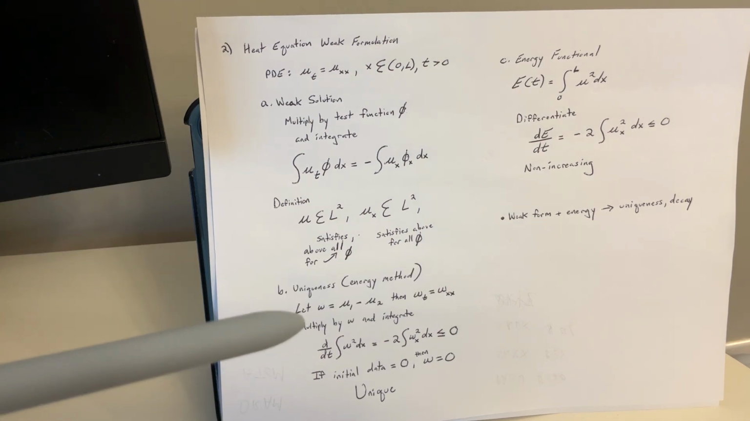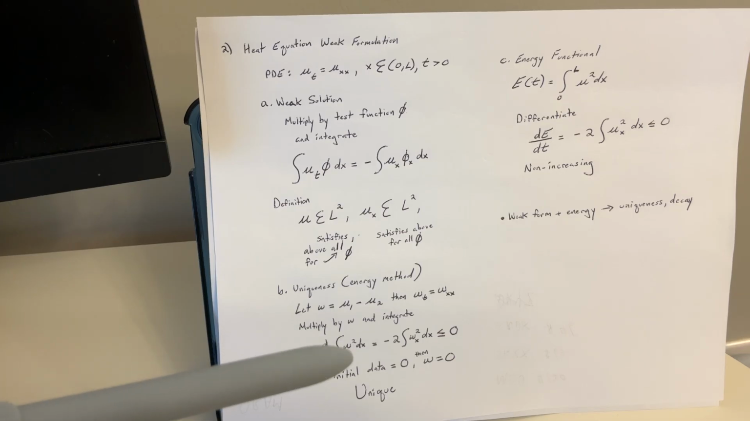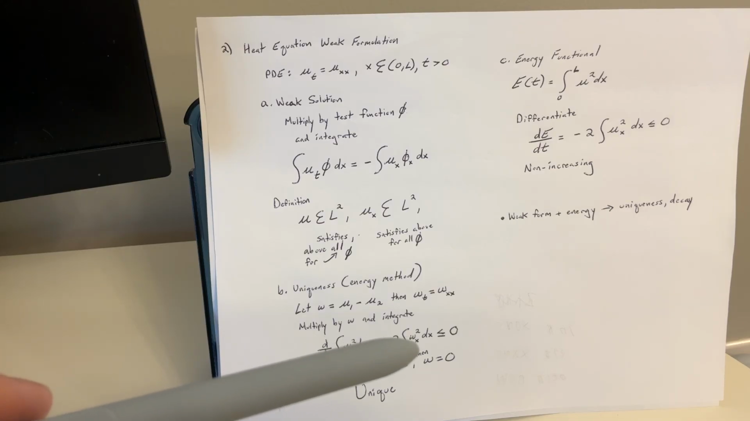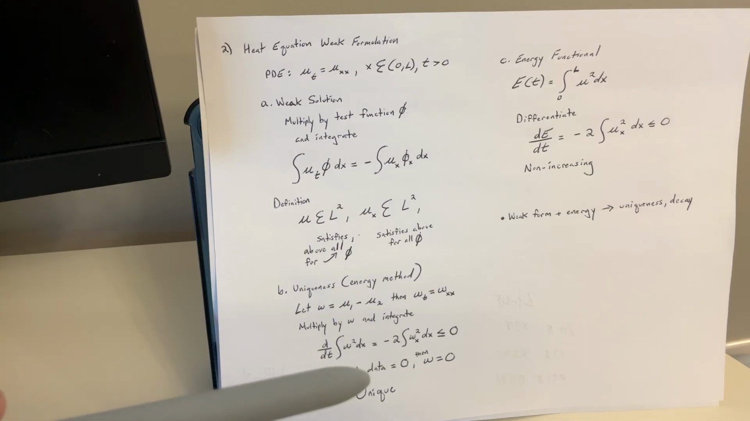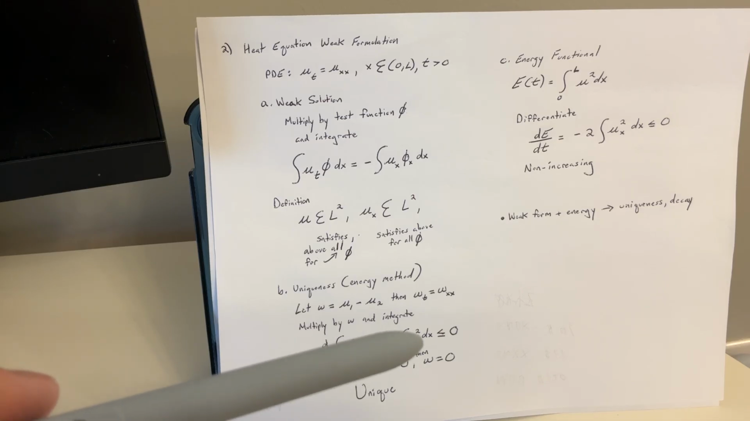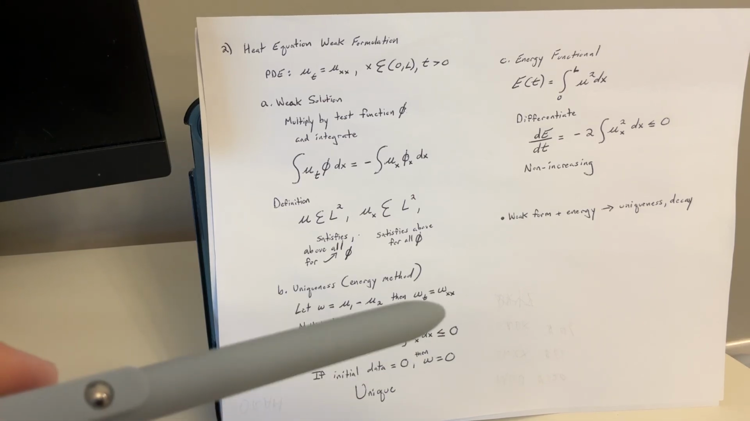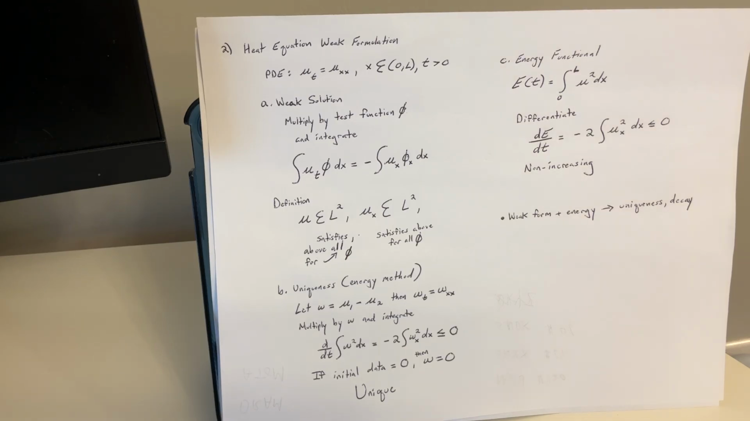On the left-hand side, we have d with respect to t of the integral of w squared dx equals negative 2 times the integral of the partial derivative of w with respect to x, squared, dx. That's going to be less than or equal to 0. Okay. Now, if the initial data is 0, then w is 0. And that would constitute uniqueness, so it's unique. All right, so that takes care of letter B.